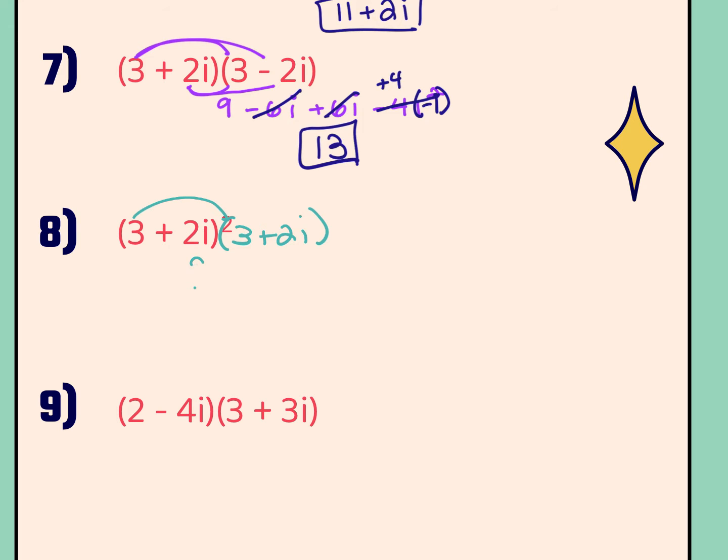So 3 times 3 is 9. 3 times 2i is 6i. 2i times 3, 6i again. 2i times 2i is 4i squared. The i squared becomes negative 1, and now this becomes minus 4. 9 minus 4 is 5. Positive 6i plus 6i is a positive 12i.